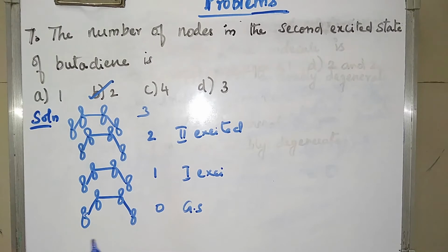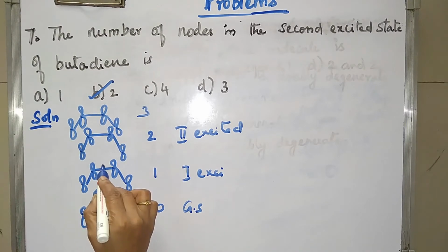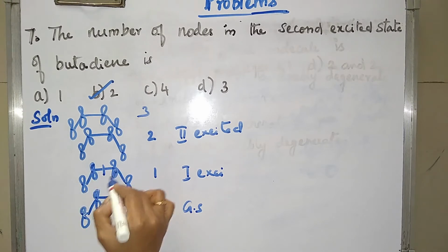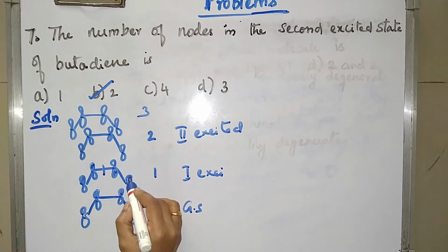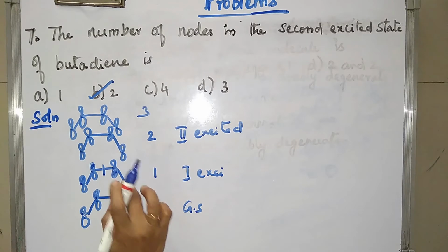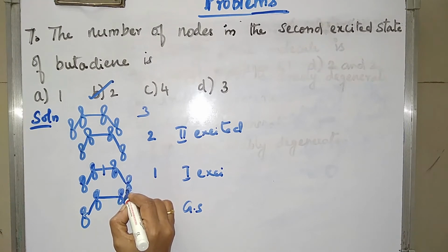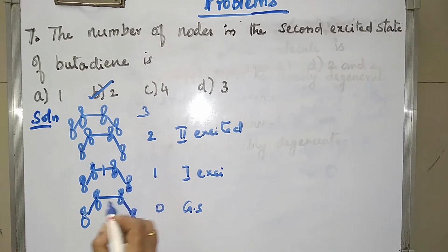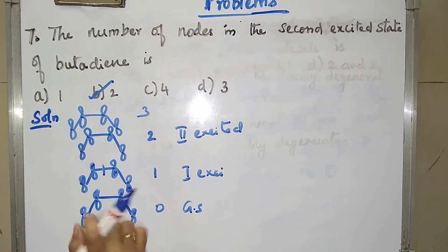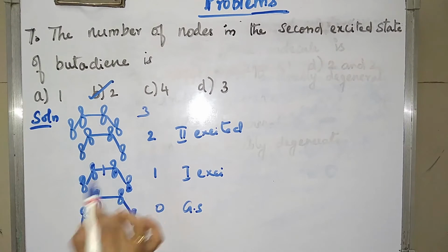How to find out the nodes? Here everything will be on the top, overlapping. Here only one node will be there. Here and here only will be the cross. Remaining everything will be at the bottom. If it is the same, there are no nodes. If a difference is there, then only a node will form.